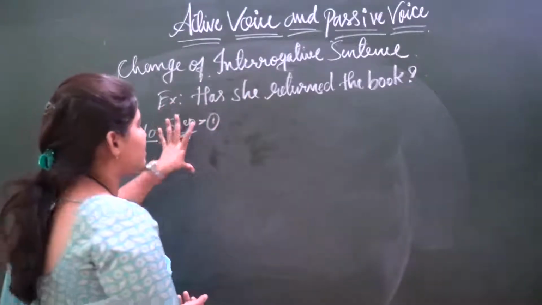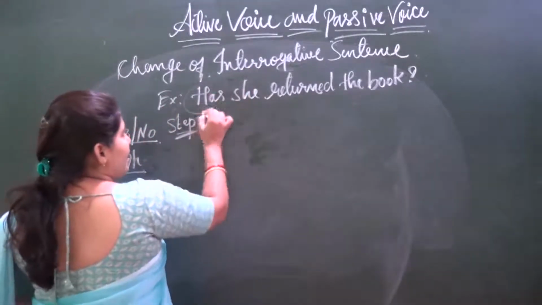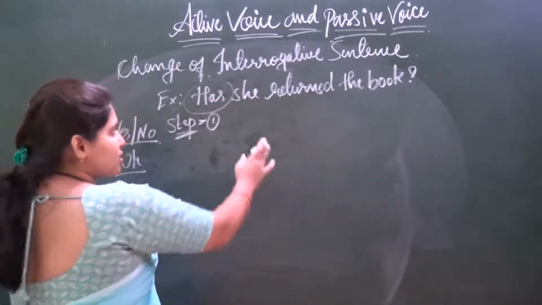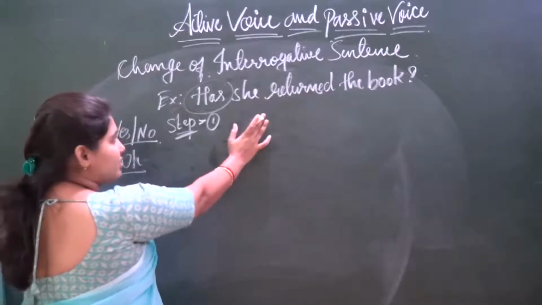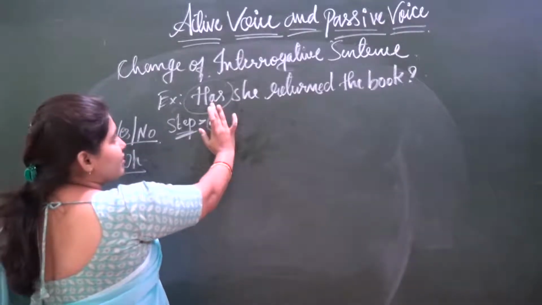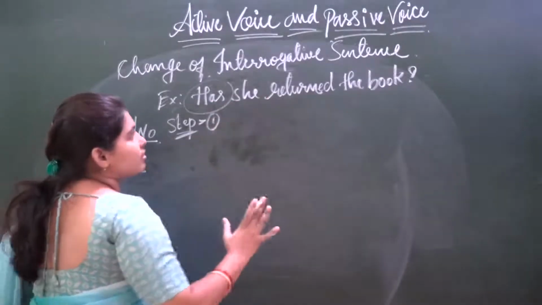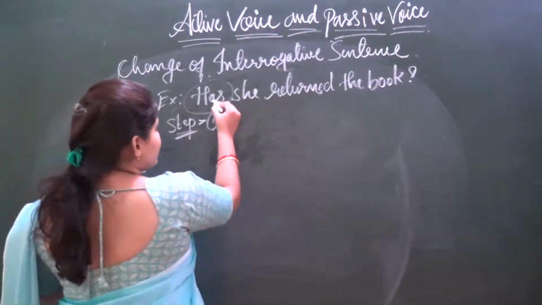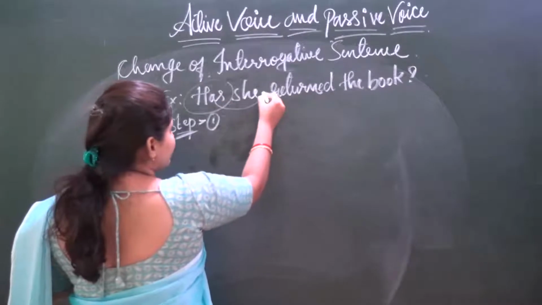Okay, how is it? See, just "has" shows the perfectness in the sentence. So this is present perfect tense. Yes, she returned. Has she returned the book? This is present perfect tense. So how will you change it? Just place the auxiliary verb here.